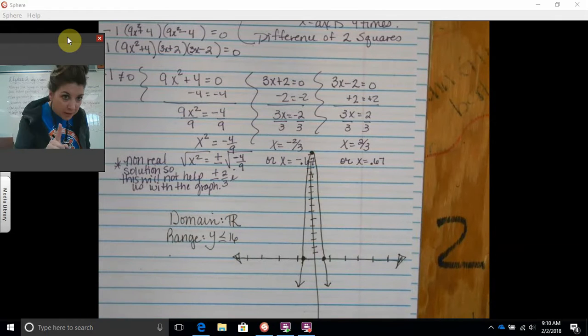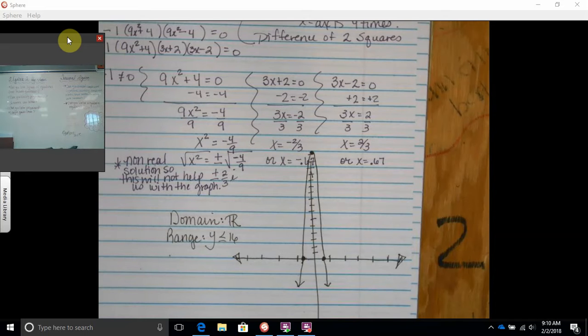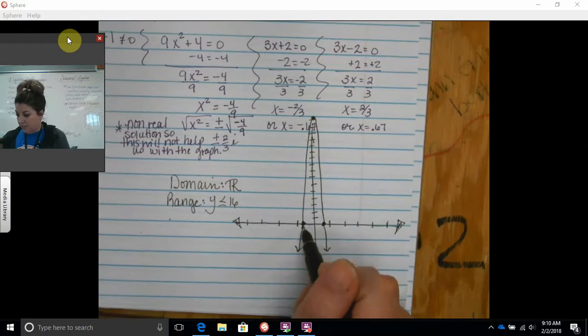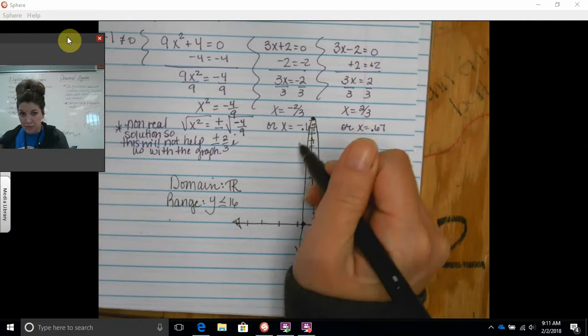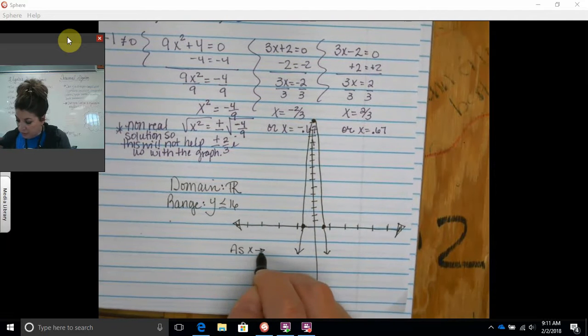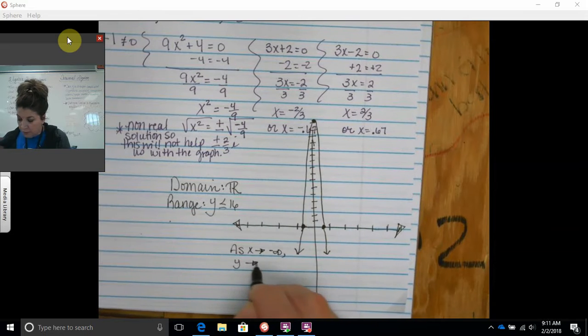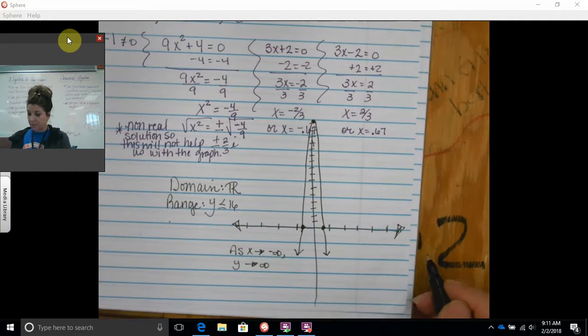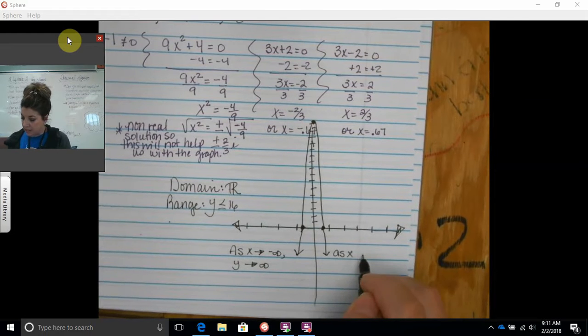How would I describe the end behavior on the left side as far as negative infinity to positive infinity? How would I describe the left side? What is x approaching? So x is approaching negative infinity, not because it's pointing down, but because as your graph goes in this direction, your x values are getting smaller and smaller and smaller, right? So as x approaches negative infinity, what is y approaching? Negative infinity. On the right side, as x approaches positive infinity, y approaches negative infinity.